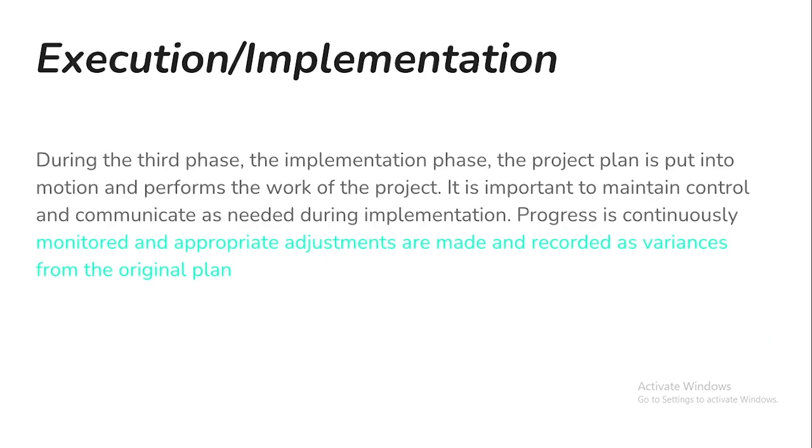So the next stage of the project cycle is the implementation and the execution. This is when the project plan is put into motion and performs the work of the project. In this stage, it's important to maintain control and communicate as needed during the implementation. The progress of the project is also continuously monitored, and appropriate adjustments are made according to the variances of the original plan.